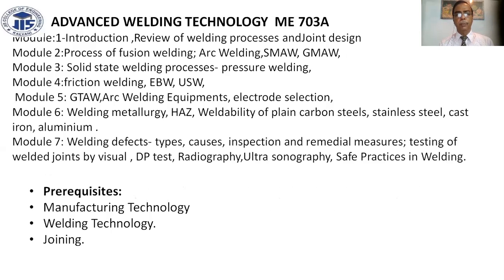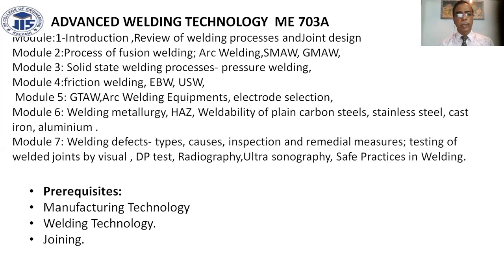Advanced Welding Technology ME703A has 7 modules. Module 1 is introduction and review of welding processes and weld joints. Module 2 is processes of fusion welding: arc welding, submerged arc welding, gas metal arc welding, and other fusion weldings. Module 3 is solid state welding processes, pressure welding. Module 4 covers friction welding, laser beam welding, electron beam welding, ultrasonic welding, etc. And Module 5 is gas tungsten arc welding equipment, electrodes, selection, etc.